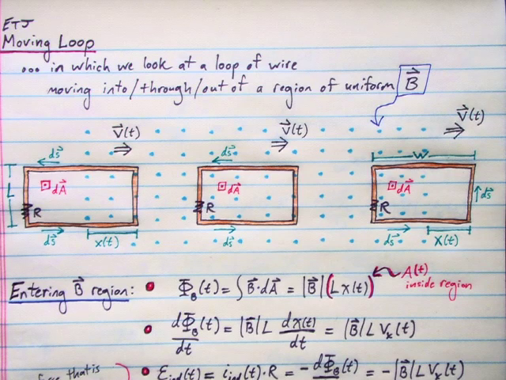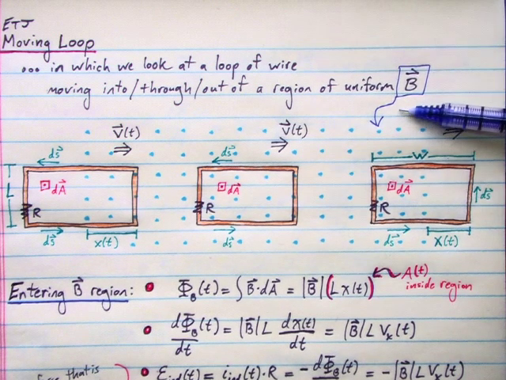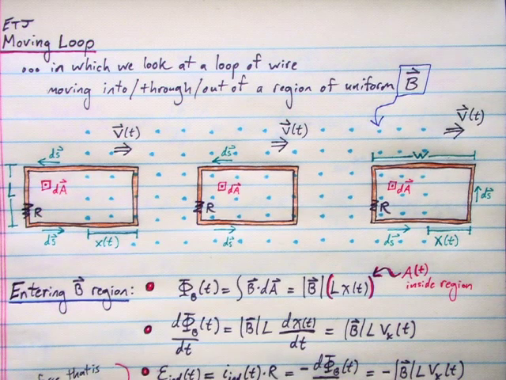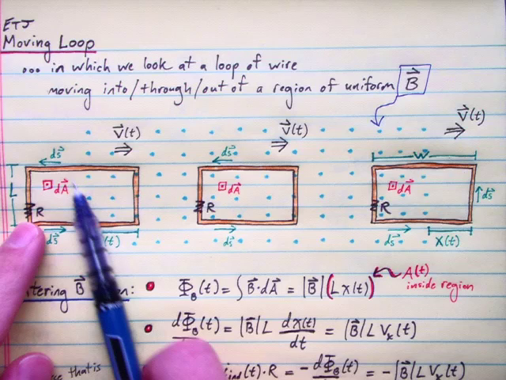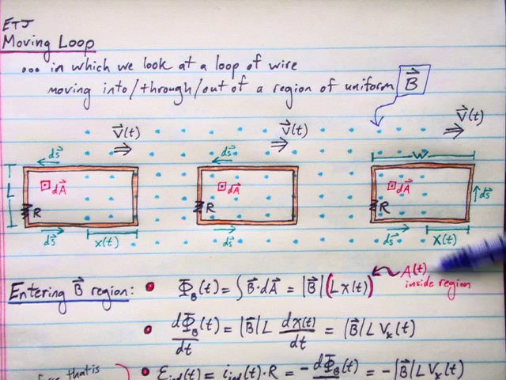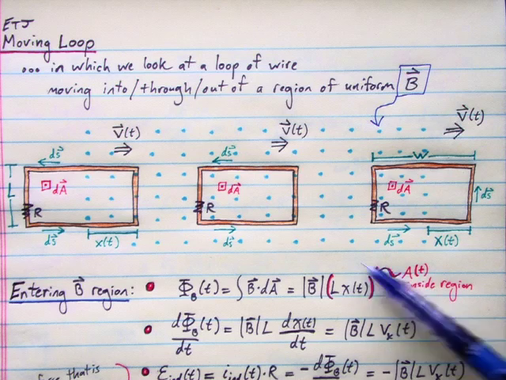So here we're going to get a changing magnetic flux, not because the B field is changing, it isn't, and not because the size of the loop is changing, it isn't, but because the loop is moving through a non-uniform B field, from a region where B is zero to a region where it is not zero. That's why we've got a changing area, where the B field is actually penetrating through our loop.